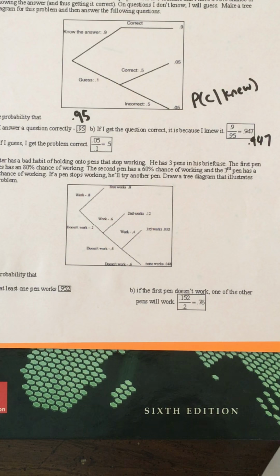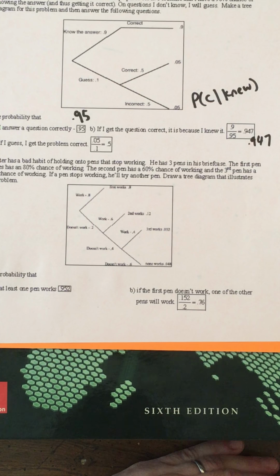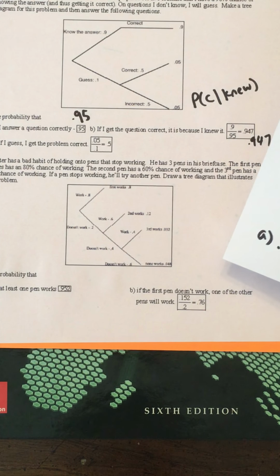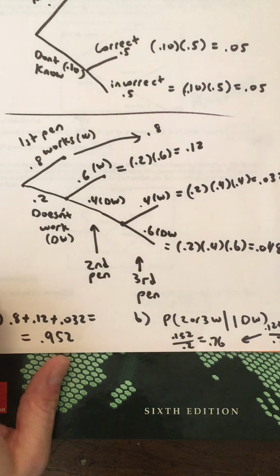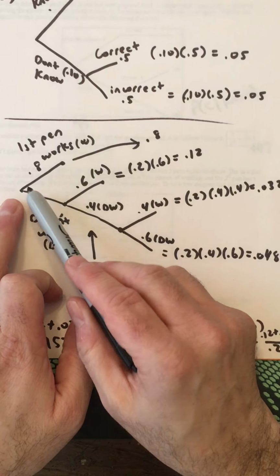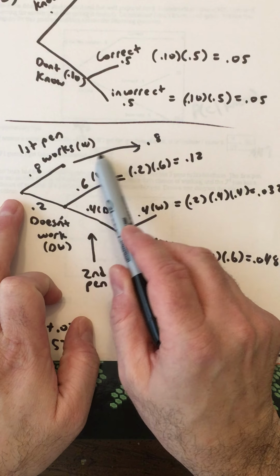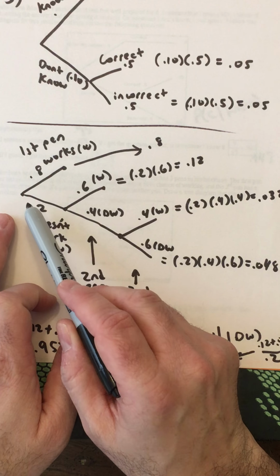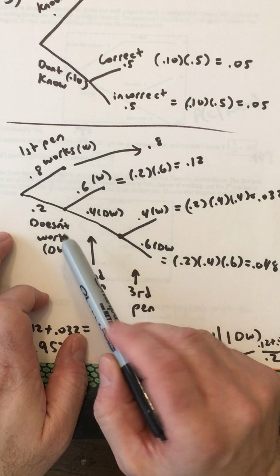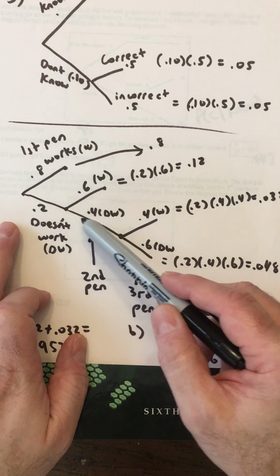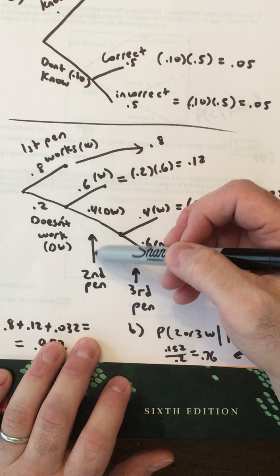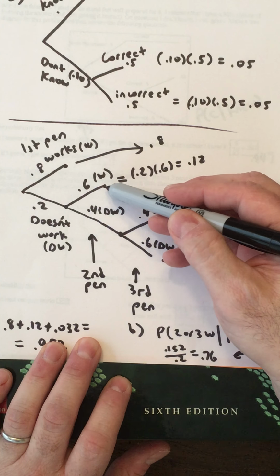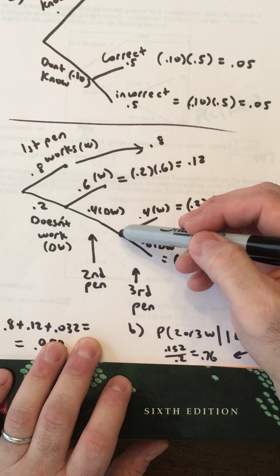This tree diagram is kind of little. I think I might have another diagram of it. Let's see if I have a good one. Yes, I'll lay my good one over it. So if he picks the first pen, there's an 80% chance that it works. If the first pen doesn't work, then he's going to try the second pen, and there's a 60% chance that it works and a 40% chance that it doesn't work.